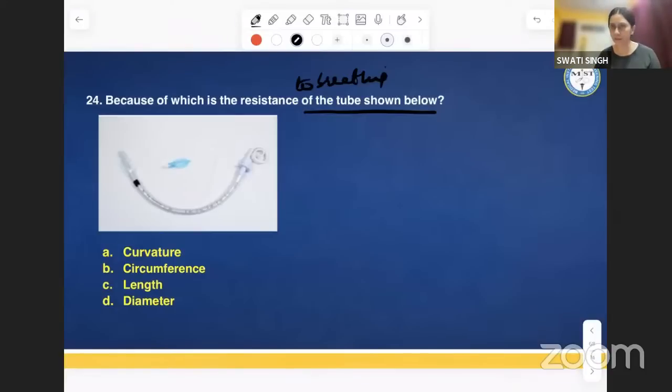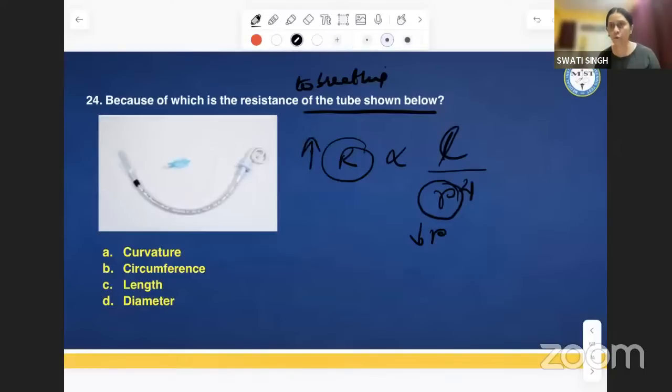Most of you are giving me the right answer. Resistance is directly proportional to length, inversely proportional to the radius to the power of 4, right? So resistance depends upon length, radius, even on curvature, but it depends maximally on the radius because of the power of 4. So a little decrease in the radius increases the resistance 4 times.